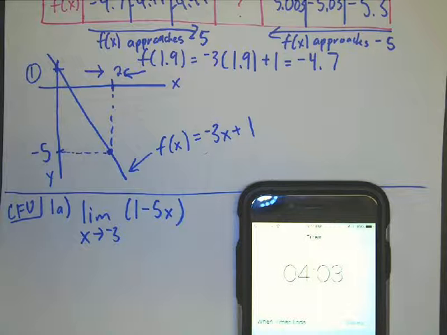So you're at negative 3. What number's to the left of negative 3? Negative 3.01, right? Be careful there.